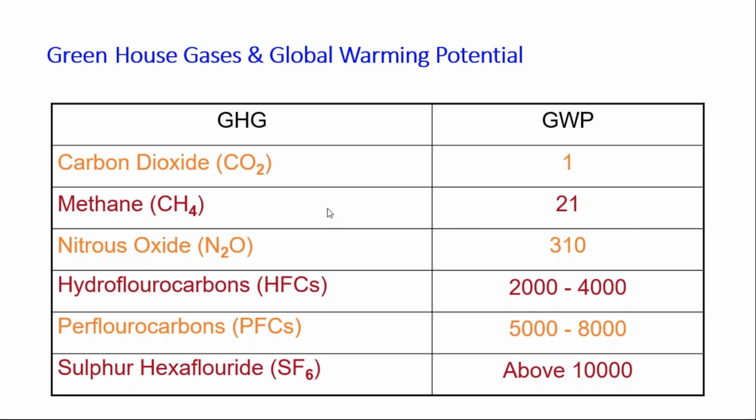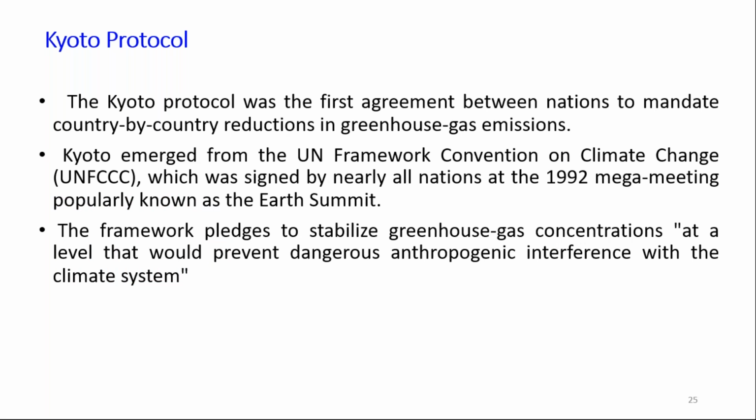So these are the greenhouse gases and global warming potential, called GWP in commercial terms. GHG stands for greenhouse gases. CO2 has a GWP of 1, methane 21, N2O 310, HFC, that is hydrofluorocarbons, 2000 to 4000, perfluorocarbons, PFC, 5000 to 8000, then SF6 is about 10,000. So these greenhouse gases have this much global warming potential. From this data, you can understand how much global warming potential is in a particular gas. Then the next concept is the Kyoto Protocol.